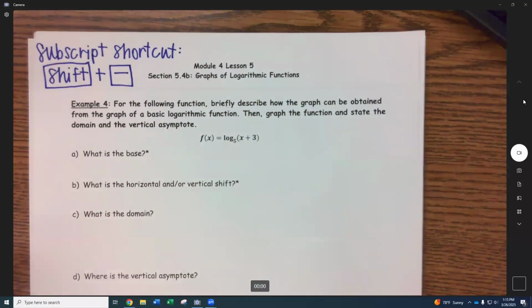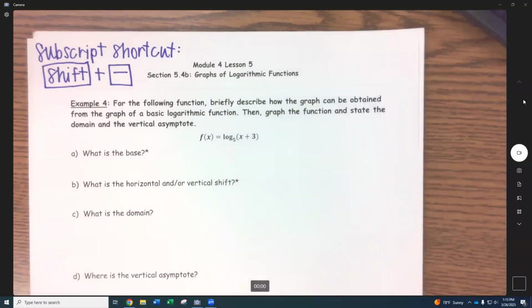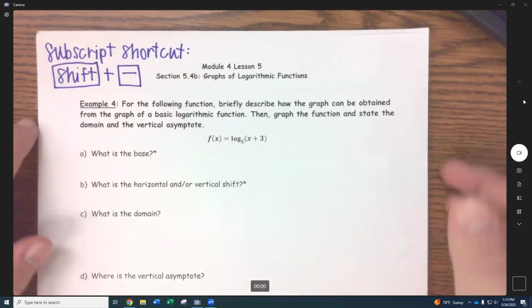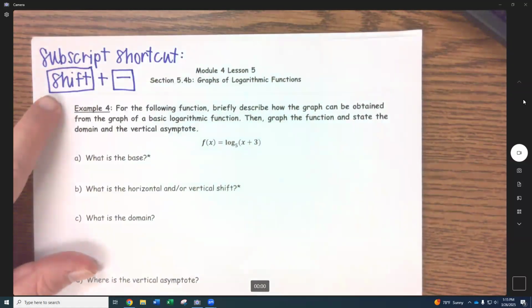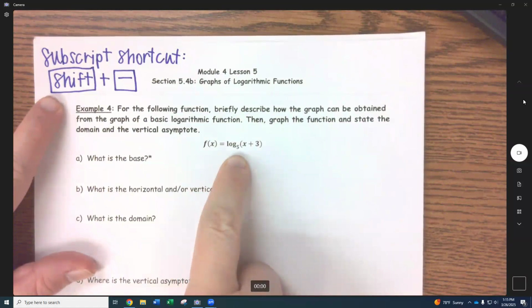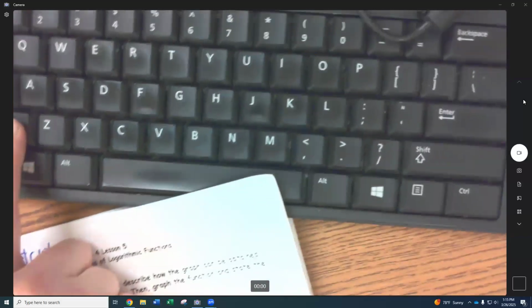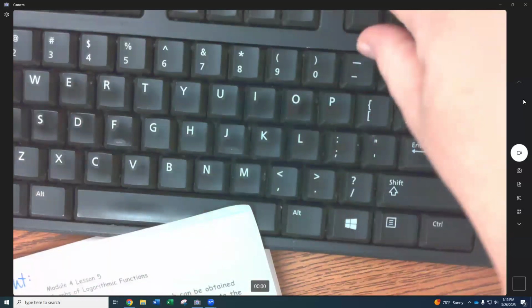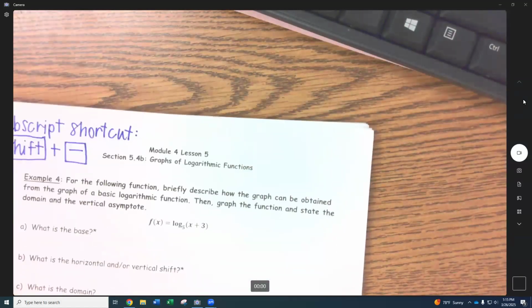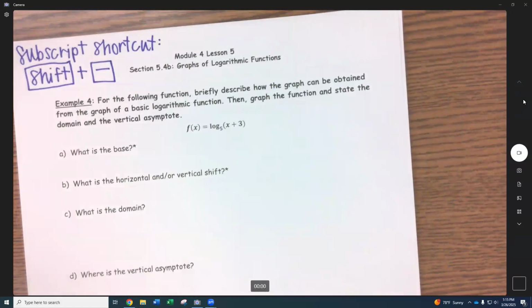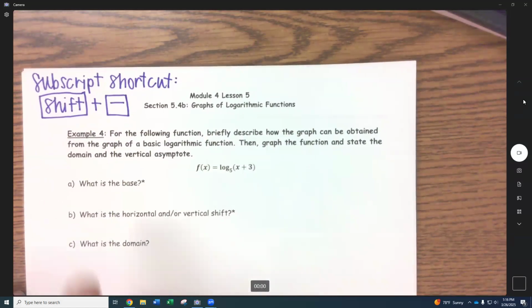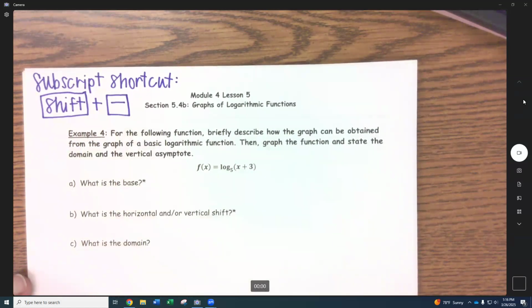And we are starting here in example 4. Now, a little side note, if you're using Desmos to get that subscript, which is what that 5 would be, you're going to hit your shift key and then your minus key. So on your keyboard here, you'll hit your shift key and then your minus button right here. And that's how you get that subscript. So if you are taking this class on campus, that'd be a good note card thing to write down.